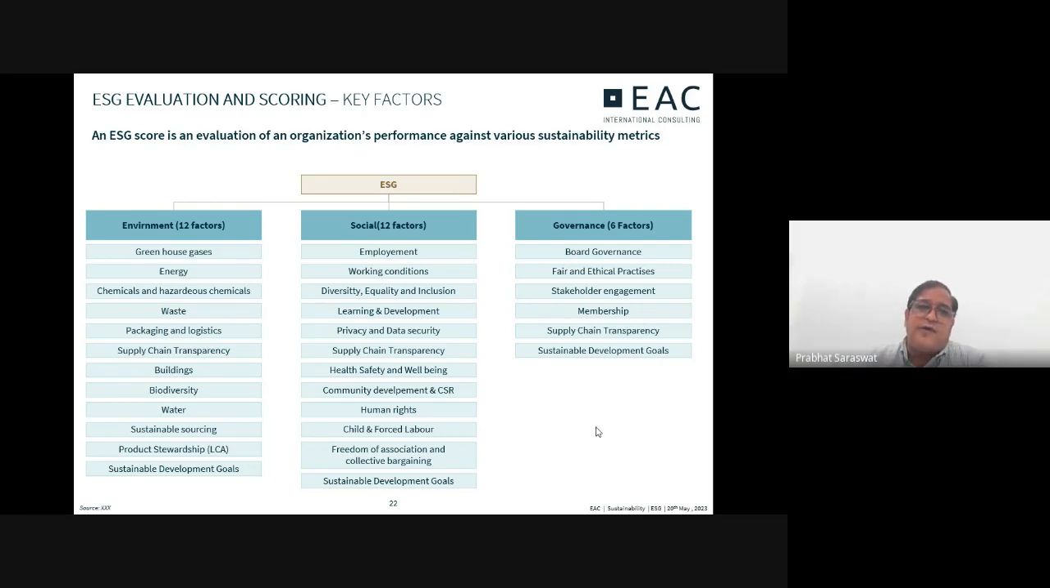So as you know, we have already discussed the environmental key aspects like greenhouse gas emission, energy consumption or energy intensity, hazardous chemical emissions, how much waste we are generating, which type of packaging and logistics we are using, supply chain transparency, buildings, biodiversity, water, sustainable sourcing, and product stewardship or life cycle assessment. So these are the factors used for assessing or scoring the ESG performance.